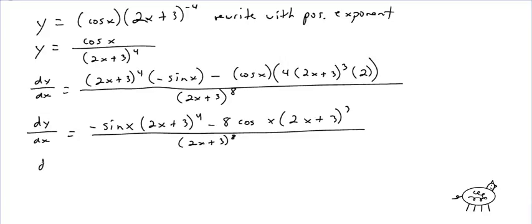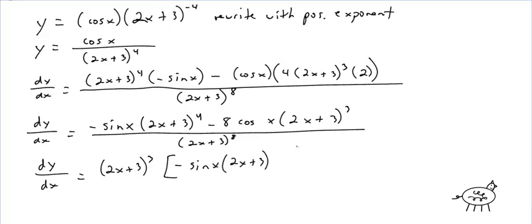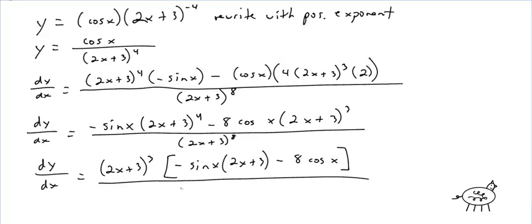Okay, and I can factor, so dy dx, right, you guys agree I can factor (2x plus 3) to the third power out, right? So let's just do that. (2x plus 3) to the third power times negative sine of x times (2x plus 3), minus 8 cosine of x, all over (2x plus 3) to the 8th power.